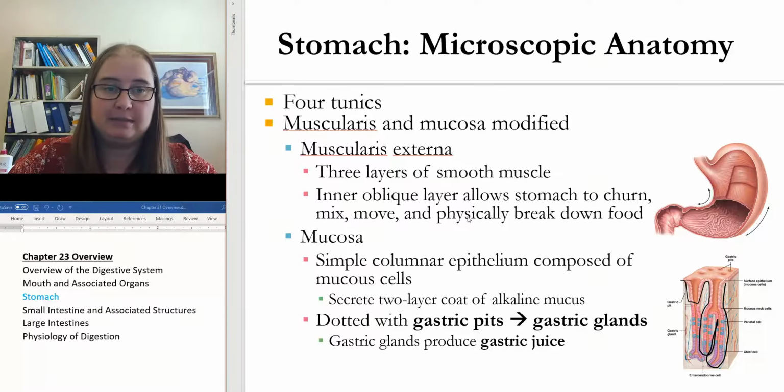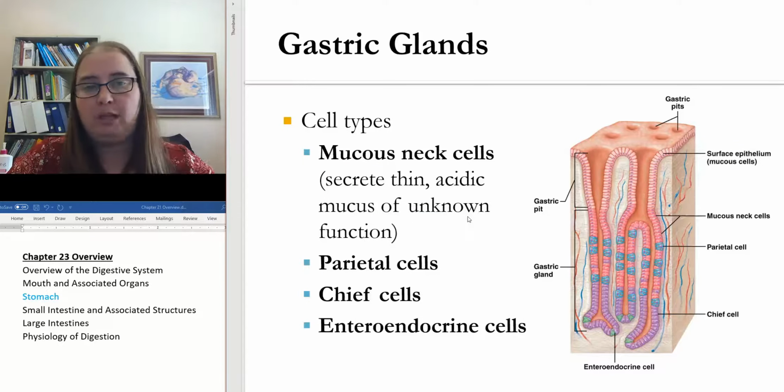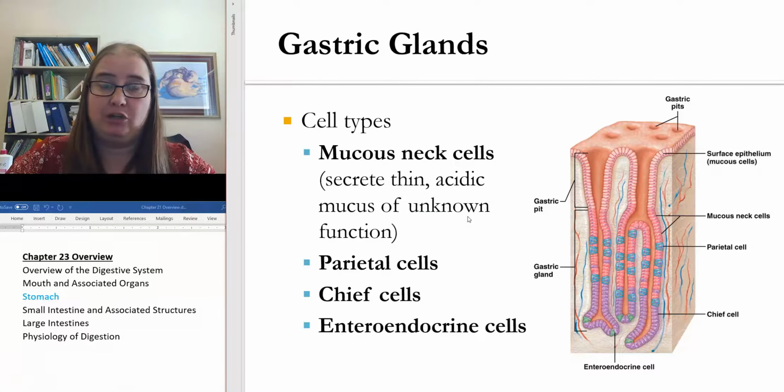The gastric glands themselves, this region down here, is the region that is going to produce the gastric juices that help with the chemical digestion of the foodstuff within our stomach. In looking at these gastric glands, the gland itself is comprised of 4 different cell populations. Up towards the top, we have a population of cells known as the mucous neck cells. These secrete a thin acidic mucus. The function of that mucus isn't really known, and it's different than the surface epithelium, which is going to be secreting an alkaline mucus that protects the underlying tissue from that acidic environment.